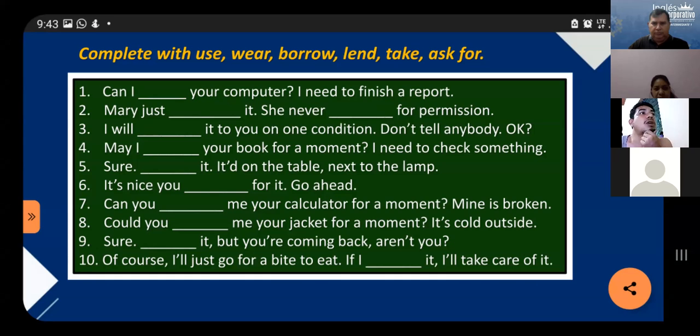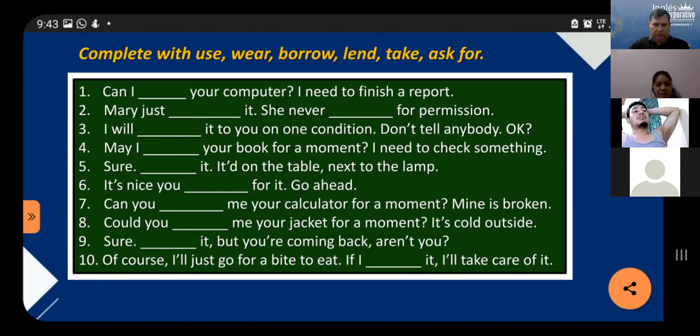May I use your book for a moment? Es usar, pero siempre se usa cuando es de ropa. Usa ropa, okay. Sería, si usted quiere, I borrow your book for a moment. Okay.